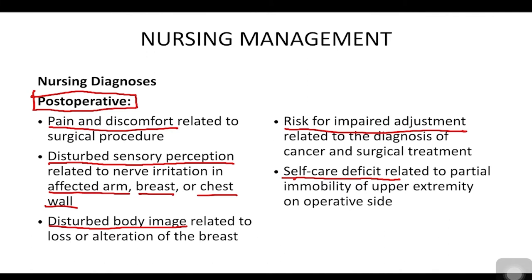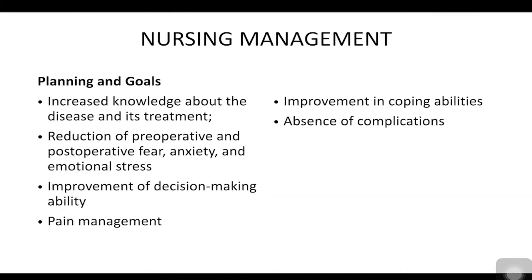Okay, so for planning and goals, of course your goals are based on your problems. For example, knowledge deficit, so you increase the knowledge. There is fear, anxiety, and stress, so you need to address and reduce it. Since there is inability of coping and deciding, you involve the family to improve decision-making abilities. And there is pain, so you need to do pain management.